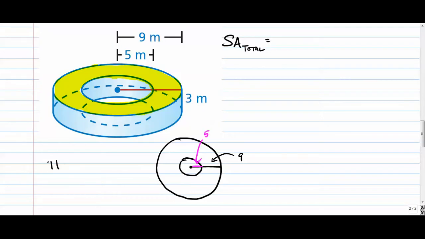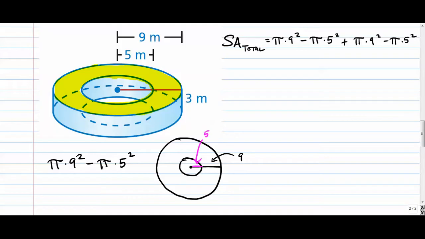to do is take the area of the big circle minus the area of the small circle. And that will give you the area of the yellow region. There are 2 of those, so let's do that twice. Let's take that value, and you can either add it to itself or multiply it by 2, totally up to you. But that's the top and the bottom.